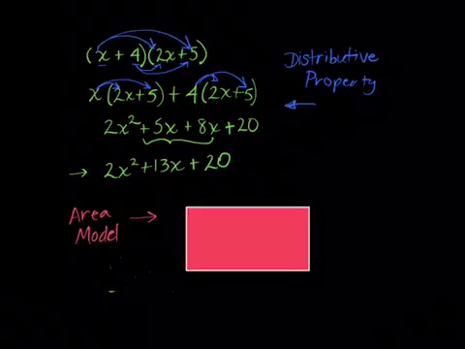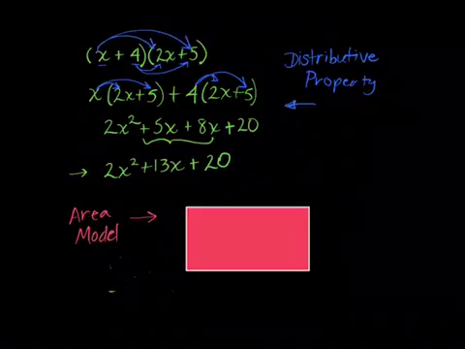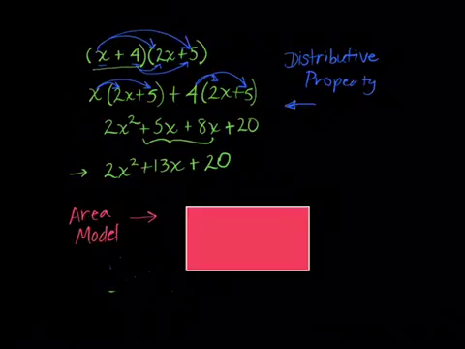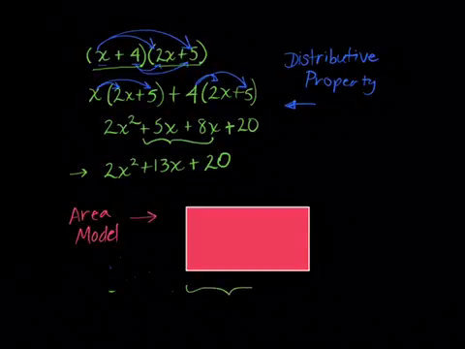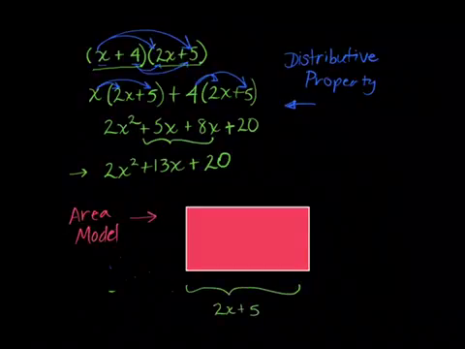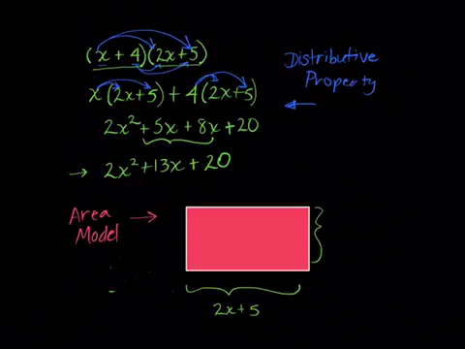Let's use the area model now to find the product of the two binomials x plus 4 and 2x plus 5. Let's label the base of our rectangle as 2x plus 5 and its height as x plus 4.